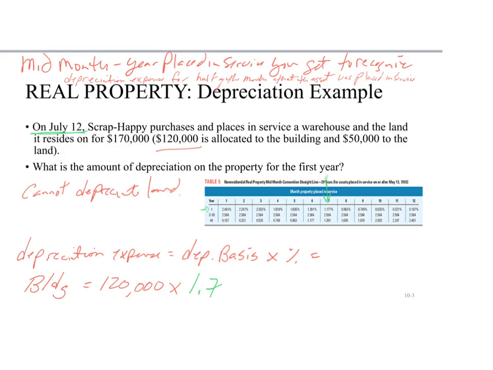Whoops, I read it off and then I said it wrong. It's 1.177%. And we do the multiplication on that. And that gives us $1,412. That is our depreciation expense for year 1.